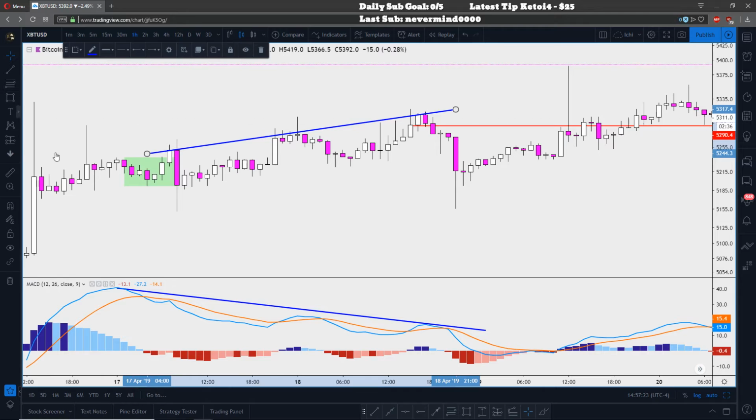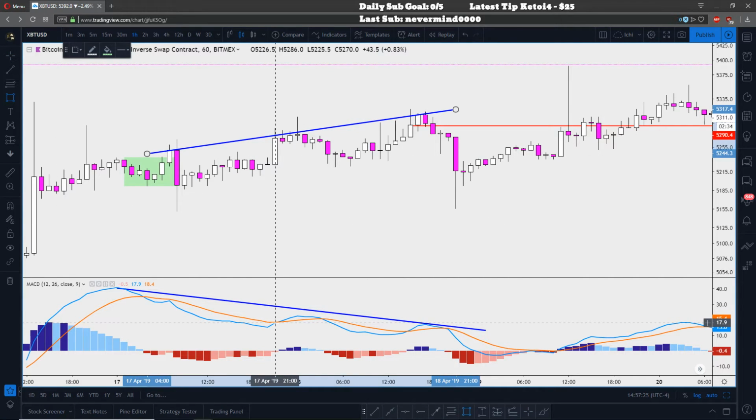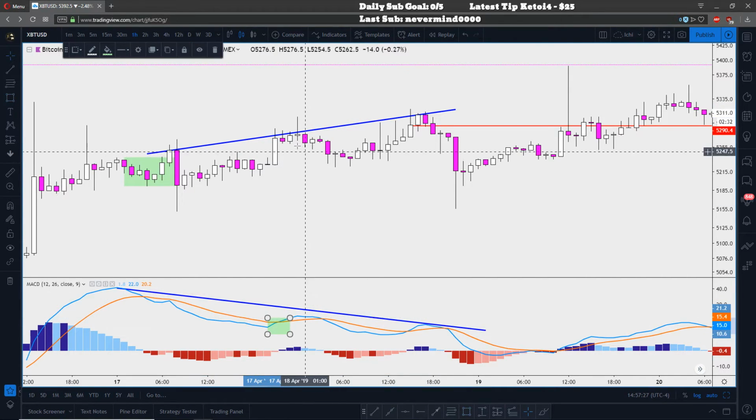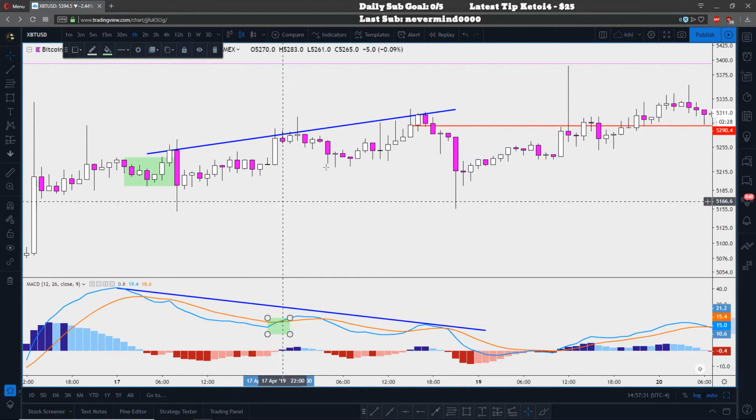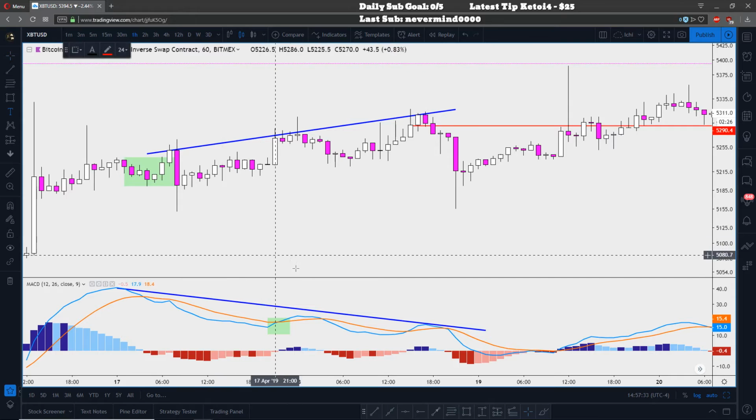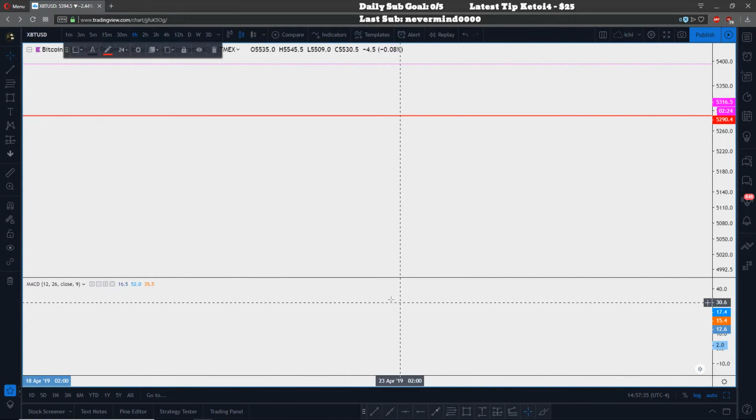Same thing here. You had your cross up on the MACD. If you would have taken a long here, you would have taken a long after that move up, and you would have missed the long. And you would have lost that trade. Same thing.